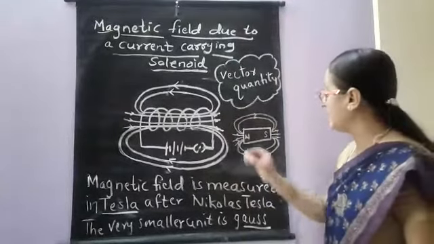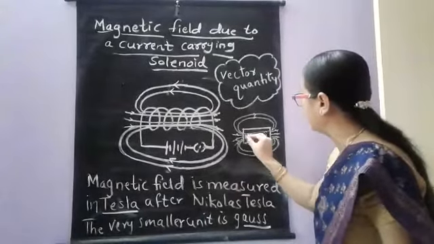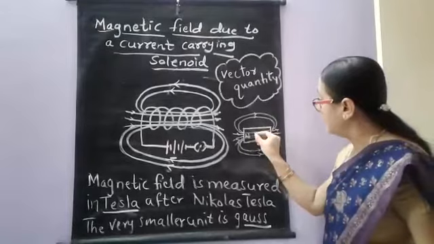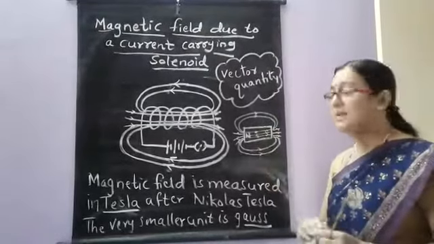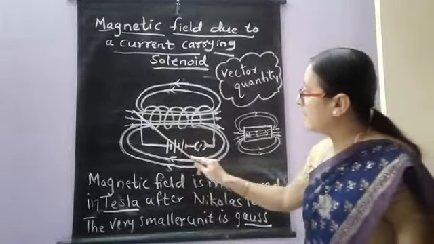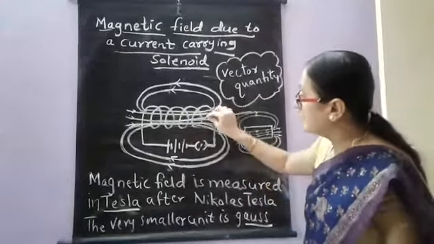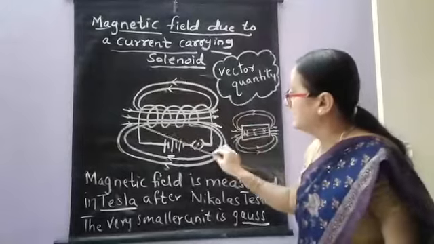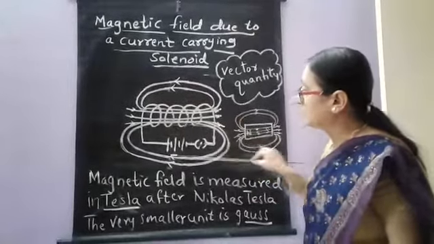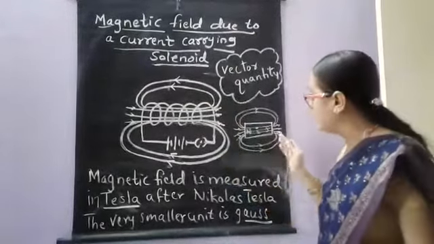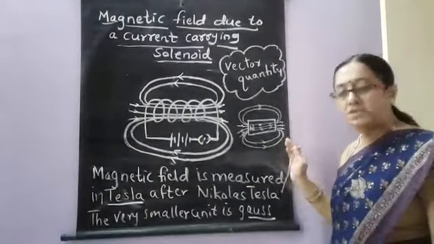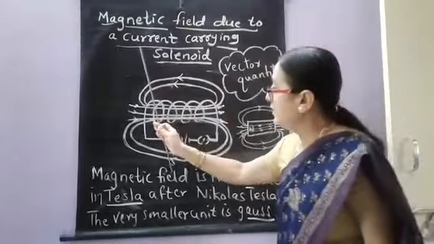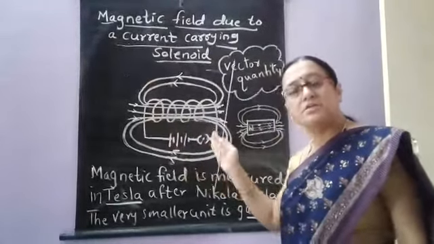And inside the bar magnet, what are the properties of the magnetic field lines? Inside the bar magnet, the magnetic field lines are parallel lines. Similarly, even in a solenoid, the magnetic field lines are parallel to each other inside the solenoid, and they are concentric circles upside and downside the solenoid, just resembling a bar magnet. So when the solenoid resembles a bar magnet, even the solenoid will have a north pole and a south pole.